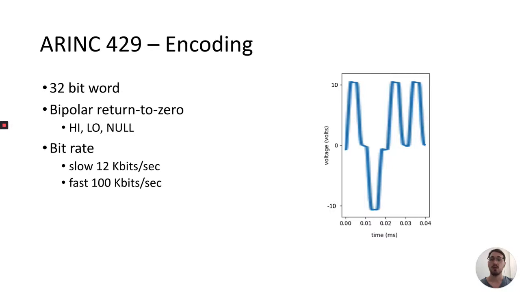A bit of background before I describe the method. In ARINC 429, data is transmitted in 32-bit words. The encoding is bipolar return to zero. Bipolar means that there are three voltage levels: high, representing the 1 symbol or the 1 bit, low, representing the 0 bit, and null. In a return to zero, the voltage returns to null levels between any two successive bits, even if they are equal.